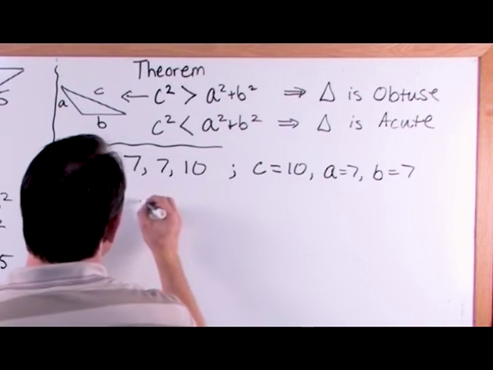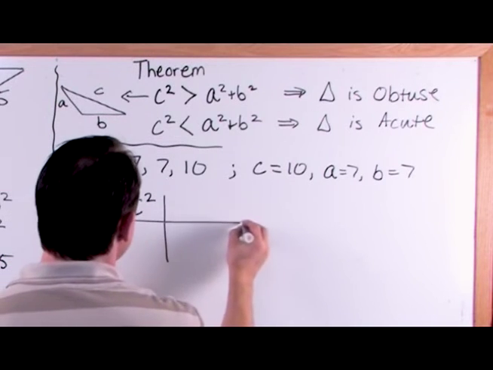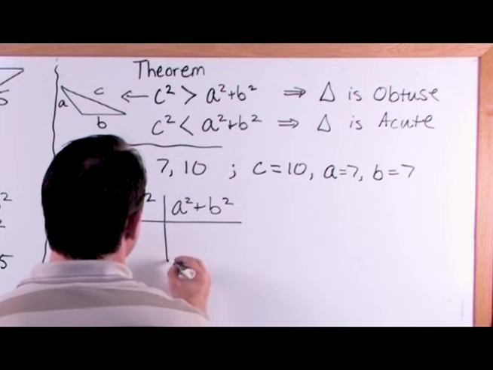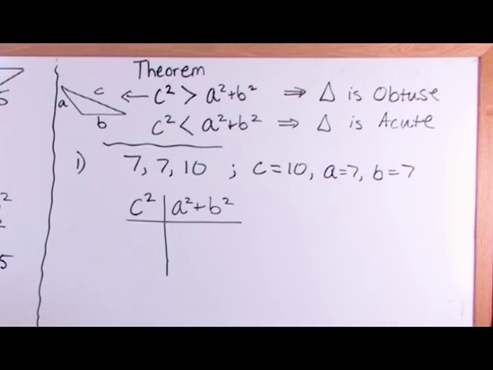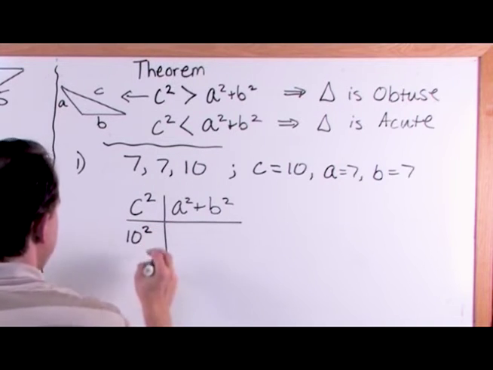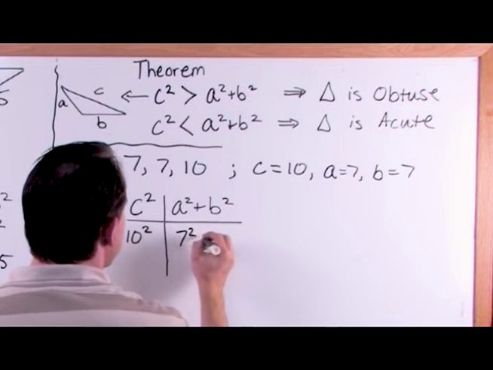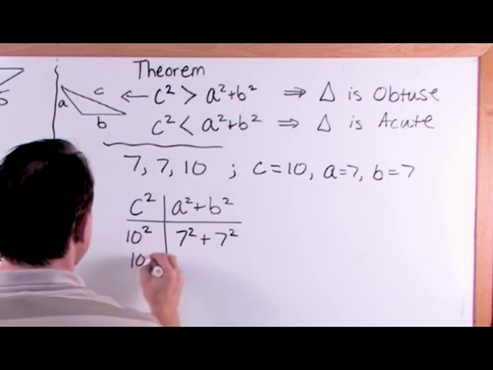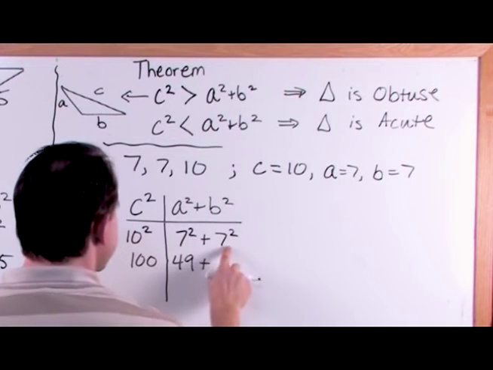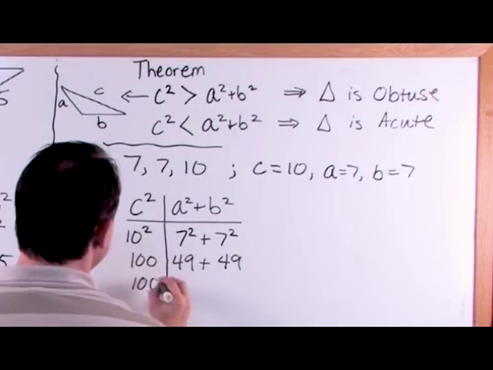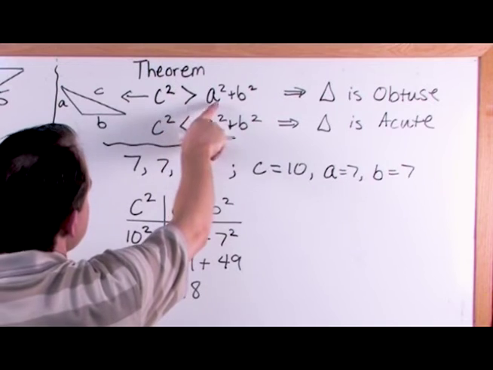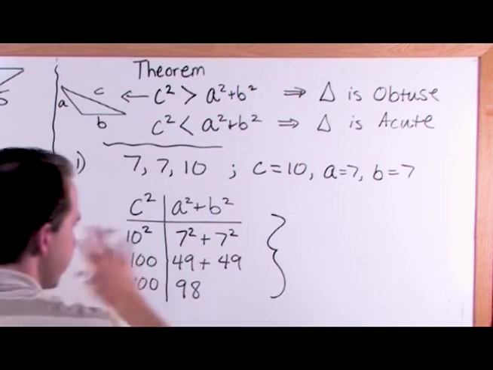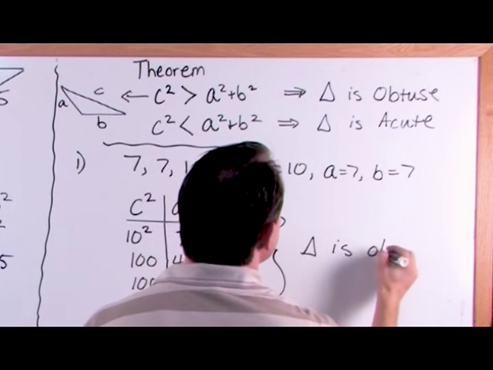Sometimes it's nice, and you see this in the books, to make yourself a little table, because you're going to end up comparing c squared to the quantity a squared plus b squared. C is 10, so 10 squared you would have on the left, and on the right you'd have a squared plus b squared, 7 squared plus 7 squared. Well, 10 squared is 100, 7 times 7 is 49, plus this 7 times 7 is 49. So on the left you have 100, and on the right you have 98, 49 plus 49. So you can see that c squared is bigger than a squared plus b squared. So we fall in this category: c squared is bigger than a squared plus b squared. So then you know from this information that the triangle is obtuse.